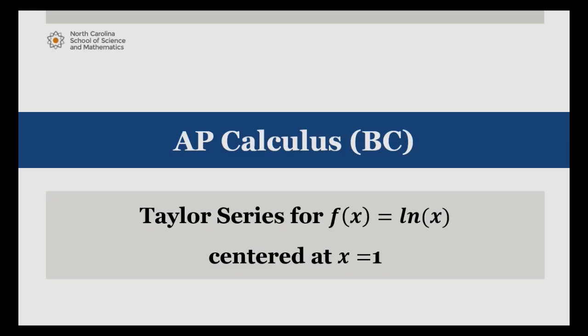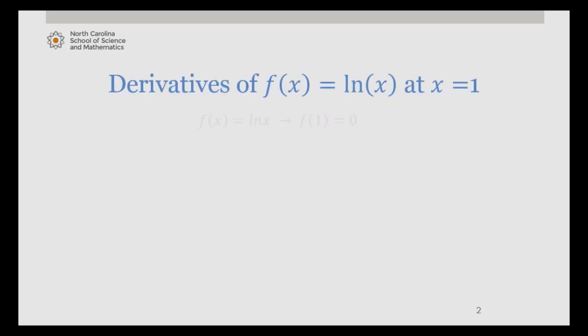In this video, we'll find the Taylor series for natural log of x centered at x equals 1. We begin by finding several derivatives of the natural log of x. So the 0th derivative is natural log of x, and if we evaluate that at 1, we get 0.